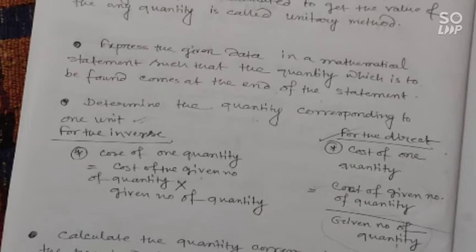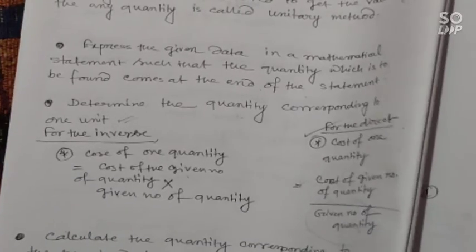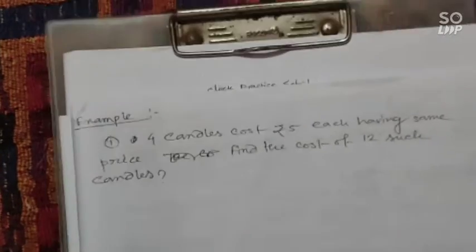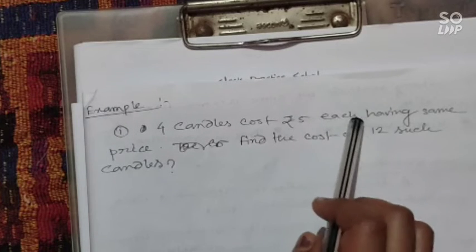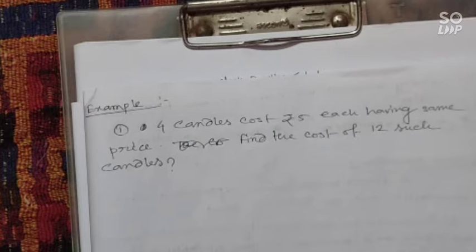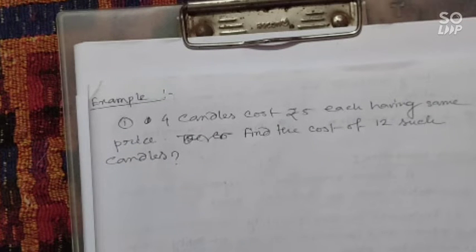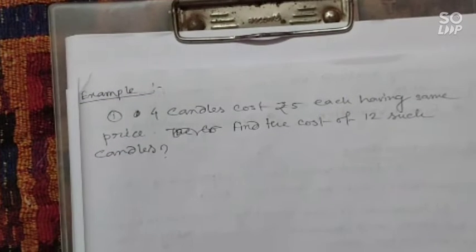Now I will show you some examples of how you can apply this method for solving problems. First problem. 4 candles cost 5 rupees, each having the same price. That means the cost of each candle is the same. Then you have to find the cost of 12 such candles. So for solving the problem easily, first we will make a chart.